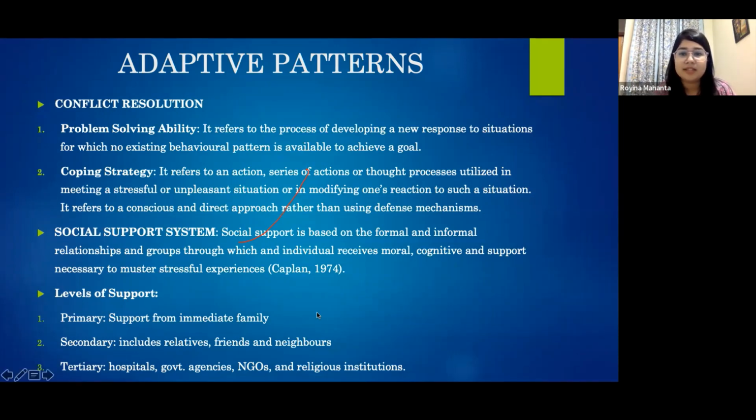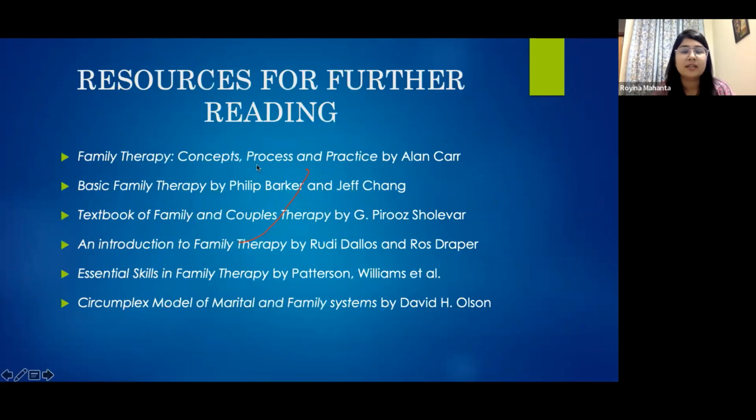So with this, I come to the end of my presentation. These are some resources which I want to share for further reading. If you want to understand the concept of family therapy in greater detail, I have only covered assessment, but there are a lot many things that you can read about if you're interested in the field of family therapy. These are some textbooks and readings that would help you understand this approach in greater detail.